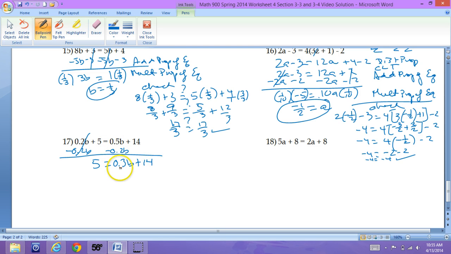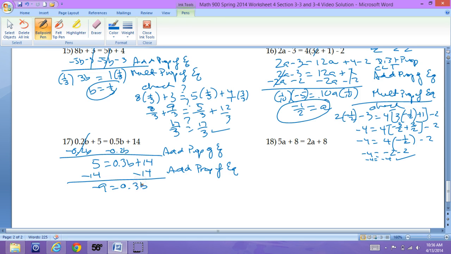Now the b's are positive on the right-hand side, so I'm going to move 14 over. And both times I use the addition property of equations, so I have to write it twice since I've used it twice. So now I get this negative 9 equals 0.3b. You can't stop there. You have to solve for b.